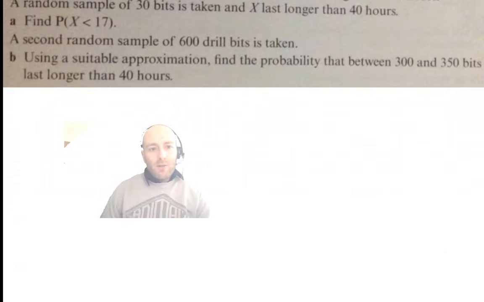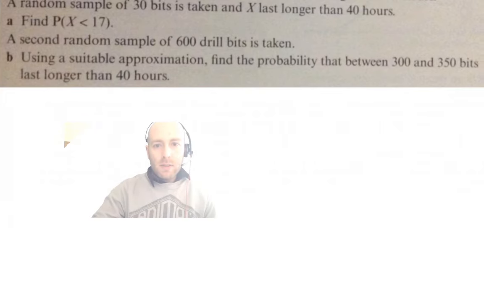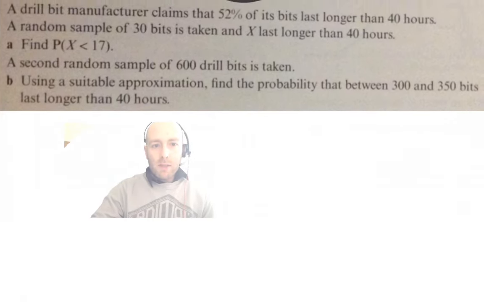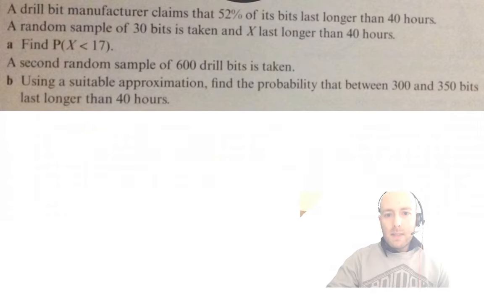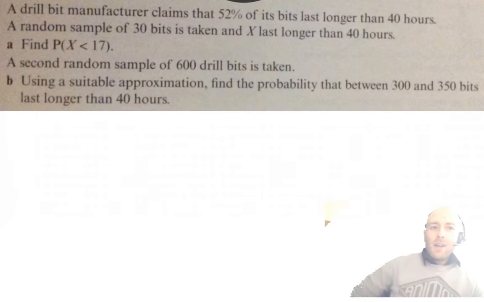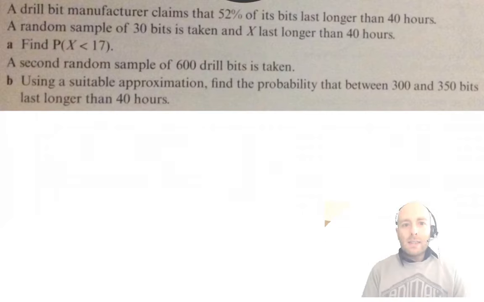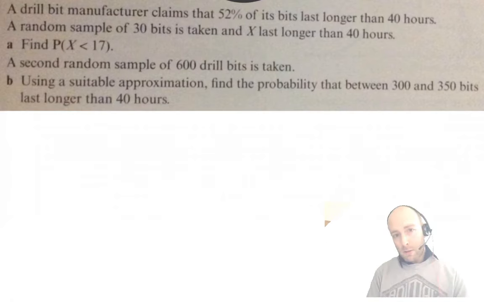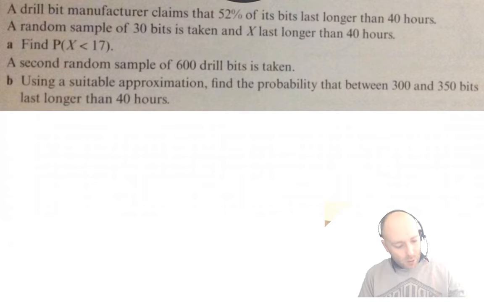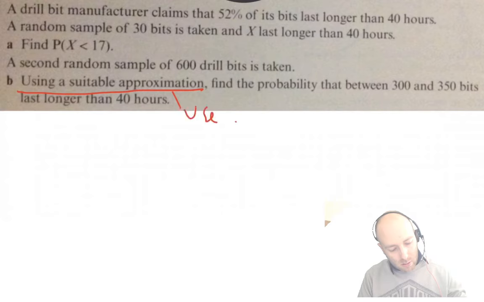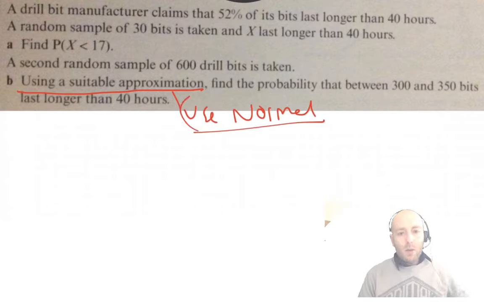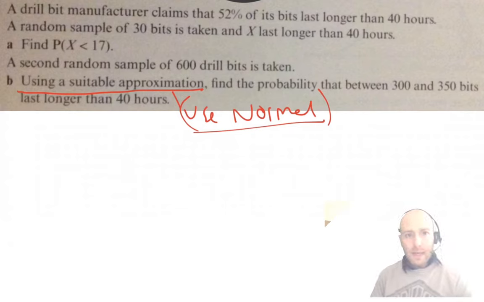So, a drill bit manufacturer claims that 52% of its bits last longer than 40 hours. A random sample of 30 bits is taken, and X bits last longer than 40 hours. Find the probability X is less than 17, and then a second sample is taken. Use a suitable approximation. Whenever it says that, use a suitable approximation, it means use normal. So you've got a binomial question to start with, and then a normal bit for the second part of this question. Could you guys give it a go?